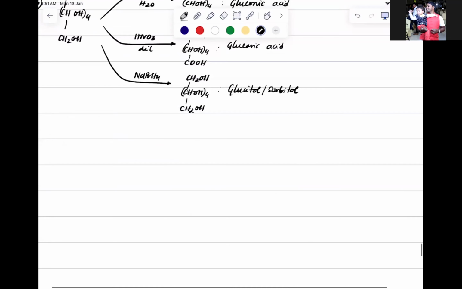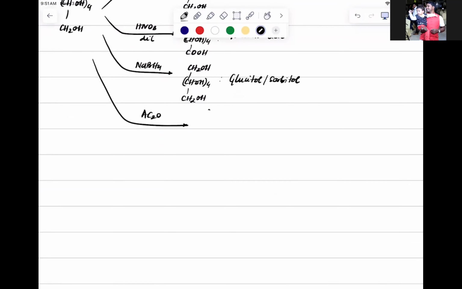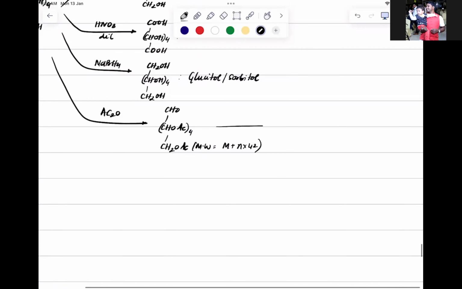Another reaction which has been asked, that it could depend upon how many moles also, is the Ac2O reaction. Ac2O, anhydride reaction. The CHO will remain. The CH will become OAc 4 times, and CH2OAc. Okay. So there is always an increase of molecular weight. Sorry, the increase of molecular weight is M plus n number of 42. This much amount of molar mass will be increased. Got it? And this is important.